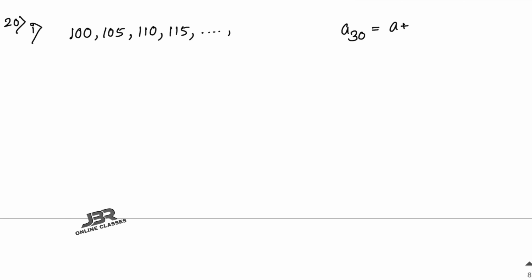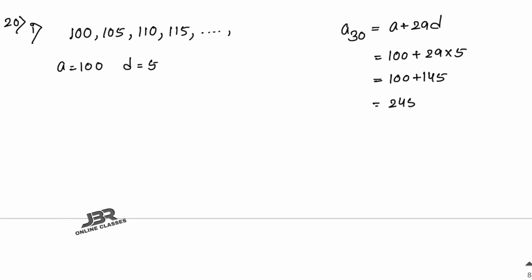So A30 means A plus 29D. What is the value of A? A means 100 and D equals 5, the common difference. So 100 plus 29 into 5. 29 into 5 is 145. So 100 plus 145 will equal 245 as your answer.